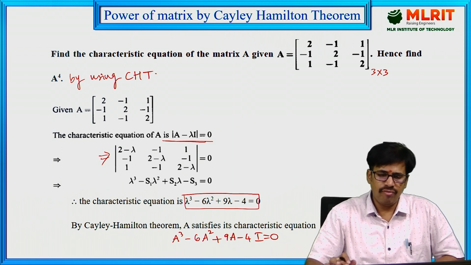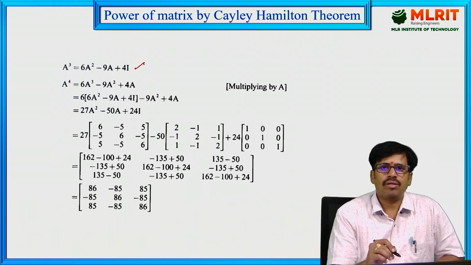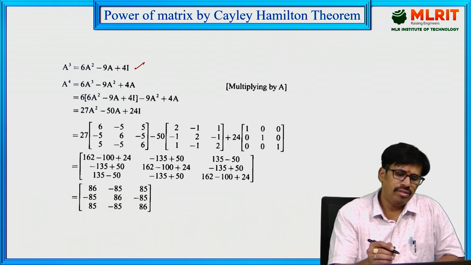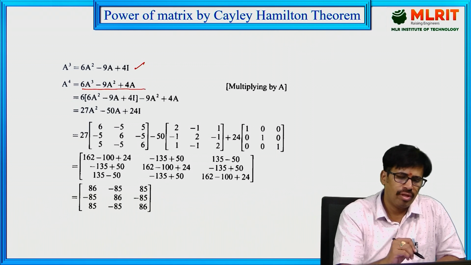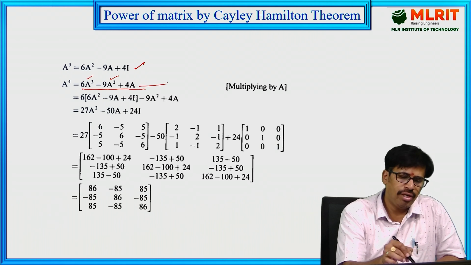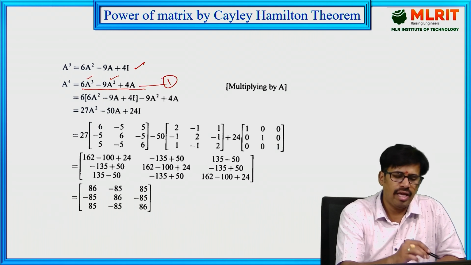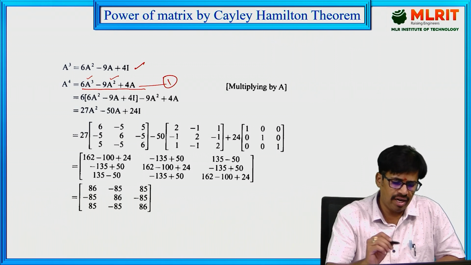From this equation we can write A cube value as like this. Now we are supposed to find A power 4, so you multiply with A on both sides. So we get A power 4 value as this. So first let us find A square value and A cube value and substitute in this equation to get A power 4 value. We know A value, so we have to find A square and A cube.